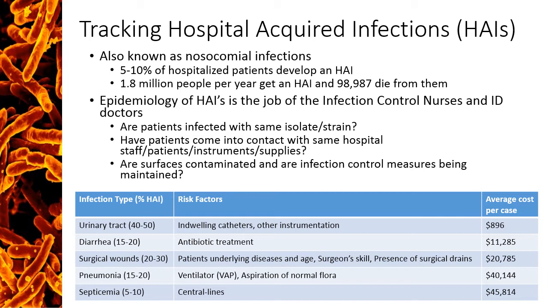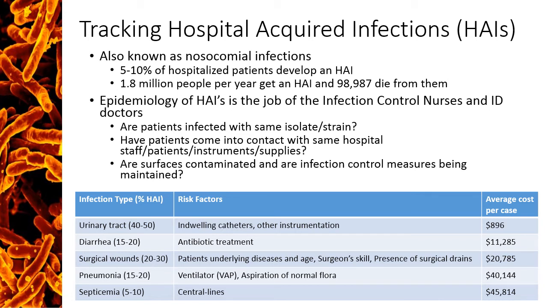So the epidemiology in the healthcare facility is really the job of infection control nurses and ID doctors, or infectious disease doctors. This is actually the job that I did at Intermountain when I was there for a couple years before I started at UVU. What these people are doing is looking to see if we're having an abnormally high number of a particular infection. So if one unit is all of a sudden seeing higher cases of MRSA in their patients, that's a flag that something might be going on.